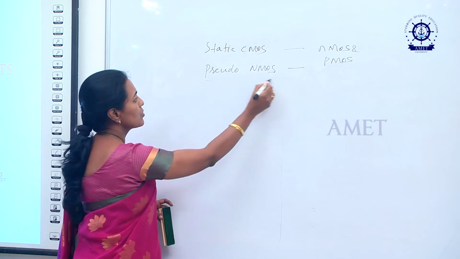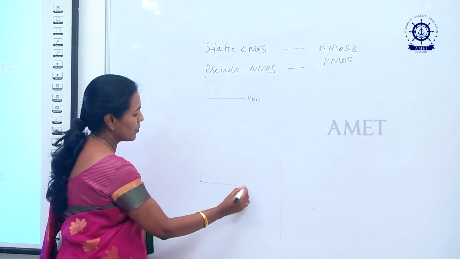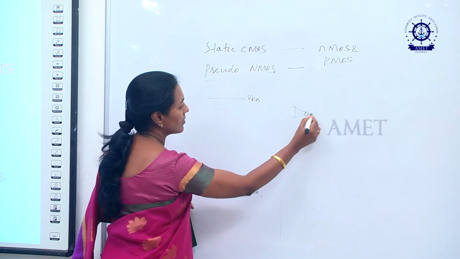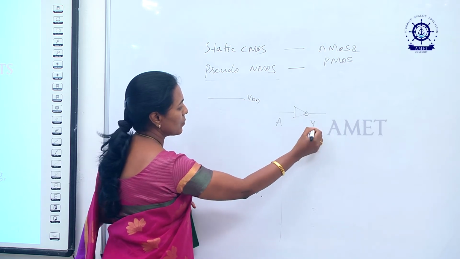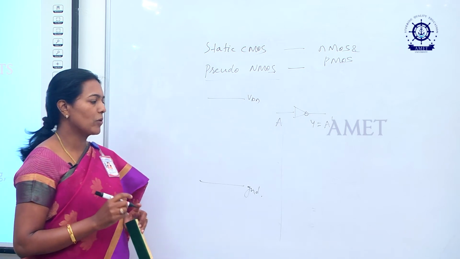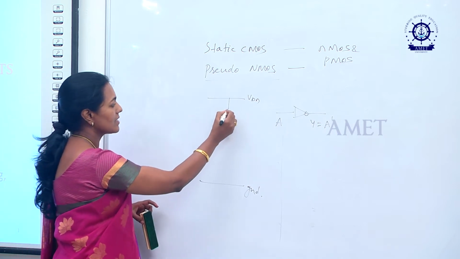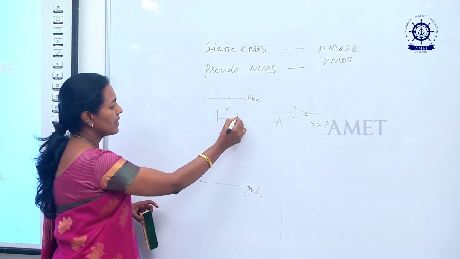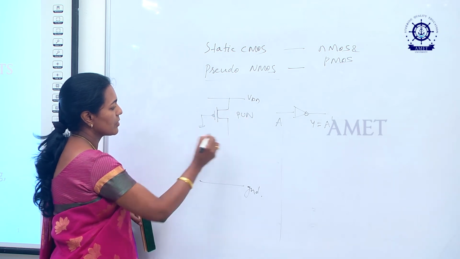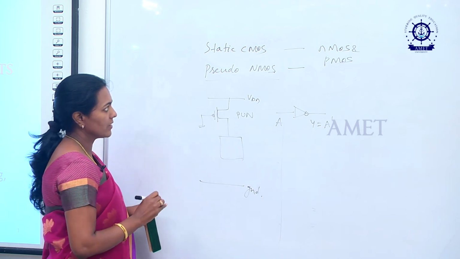So, in pseudo NMOS, you can have the VDD rail and ground rail. Let us consider an inverter again. If A is the input, Y is equal to A dash is the output. Whenever A is 0, output will be 1. Whenever A is 1, output will be 0. So, in this case, let us consider the PUN, that is the pull up network, which will be the PMOS. The gate of the PMOS is grounded, and here we have the pull down network.